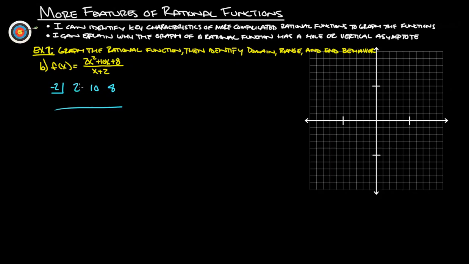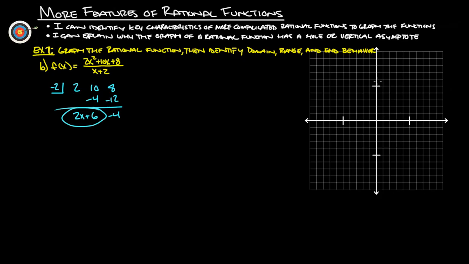But so bring the 2 down. -2 times 2 is -4. 10 and -4 is 6. -2 times 6 is -12, and that's -4. That's our remainder. This is our constant. This is our x. That right there, 2x plus 6, that is the equation of our slant asymptote.